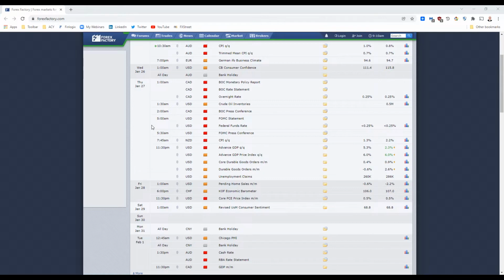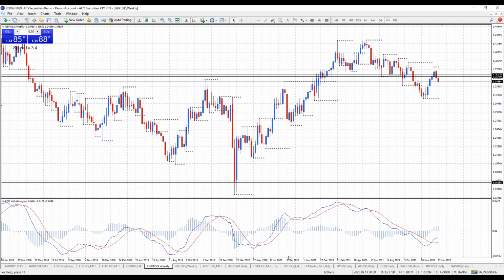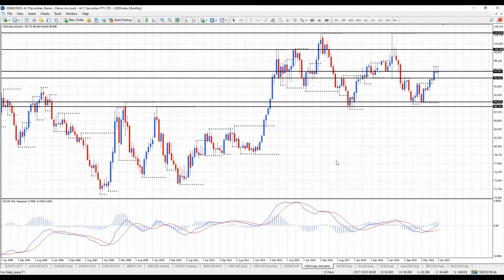Okay, so that's what's coming out. Those items could affect the pound dollar. So let's get to the charts. First up, just going to have a look at the dollar index. I'll just click to that one.